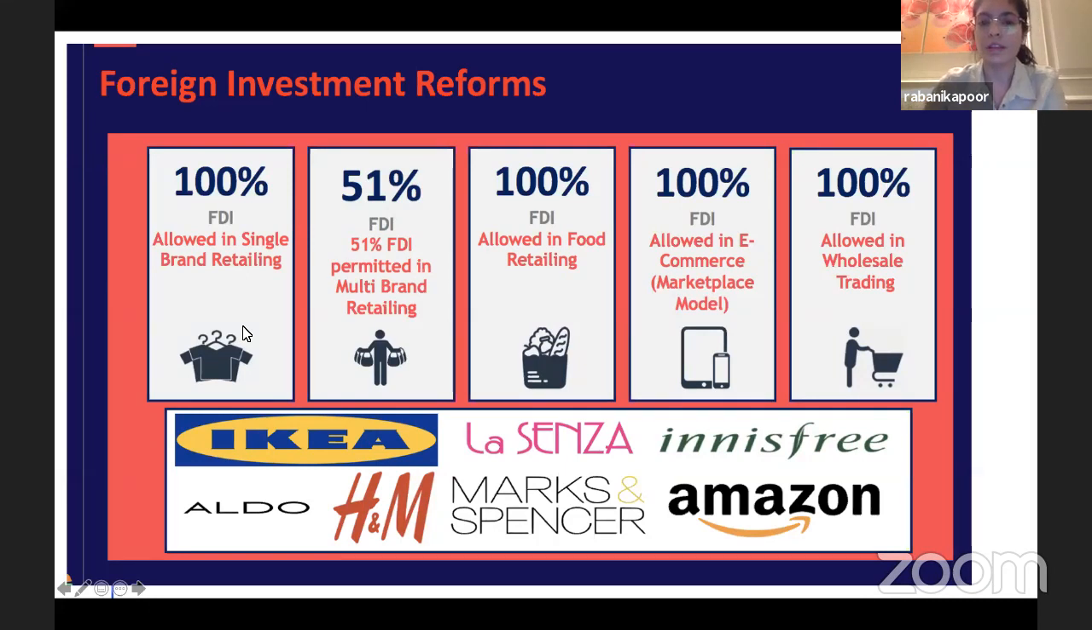There you go. So this is the foreign investment reforms in the retail sector. As you can see, there is 100% FDI in almost all of them, except for the multi-brand retailing.